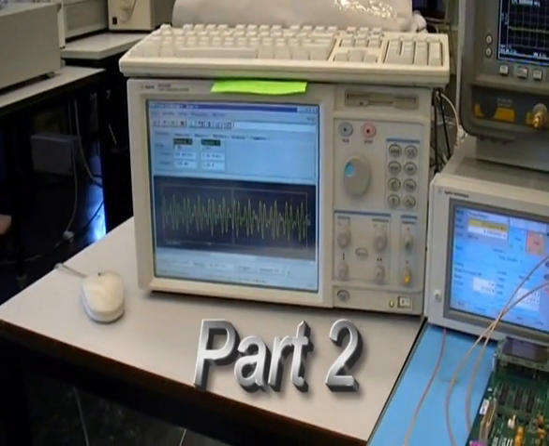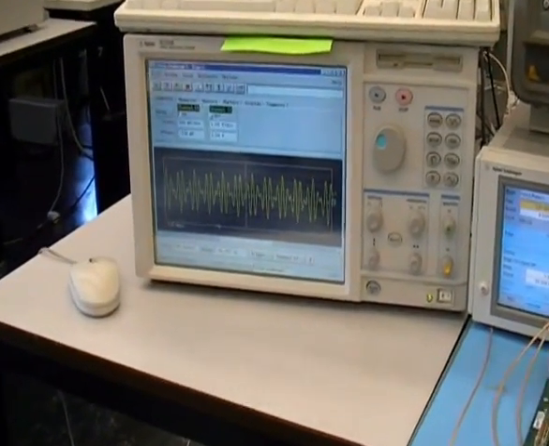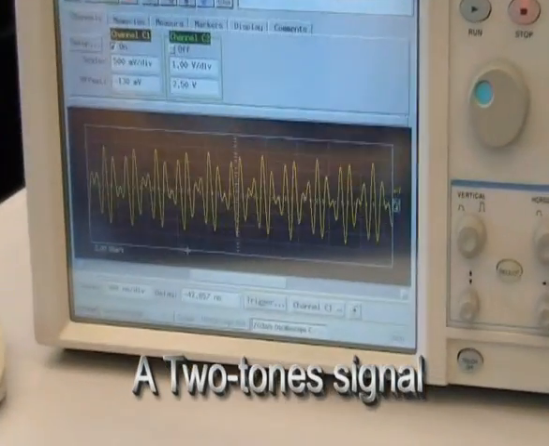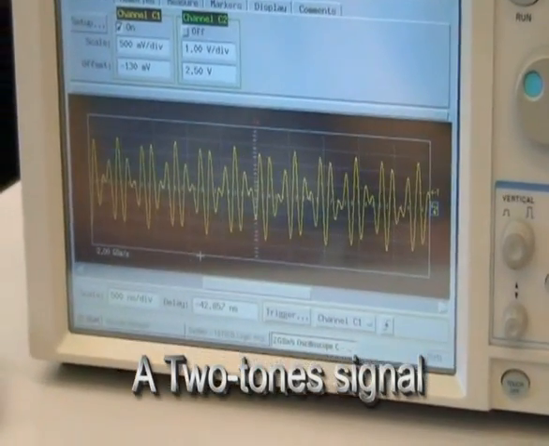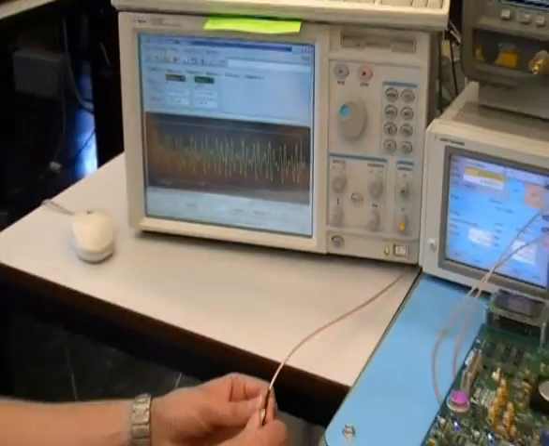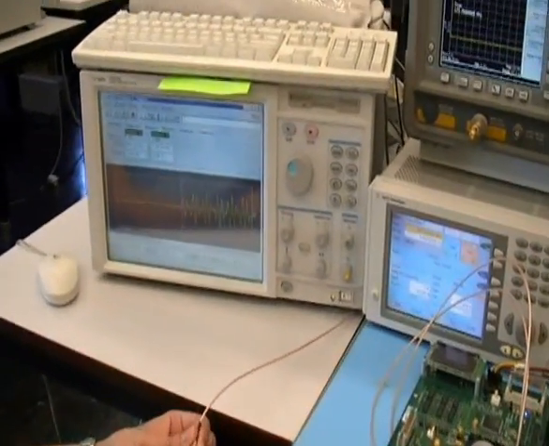This is a two-tone signal. You see it's a two-tone signal in the time domain. Yeah, in the time domain. I can always show it in the frequency domain.